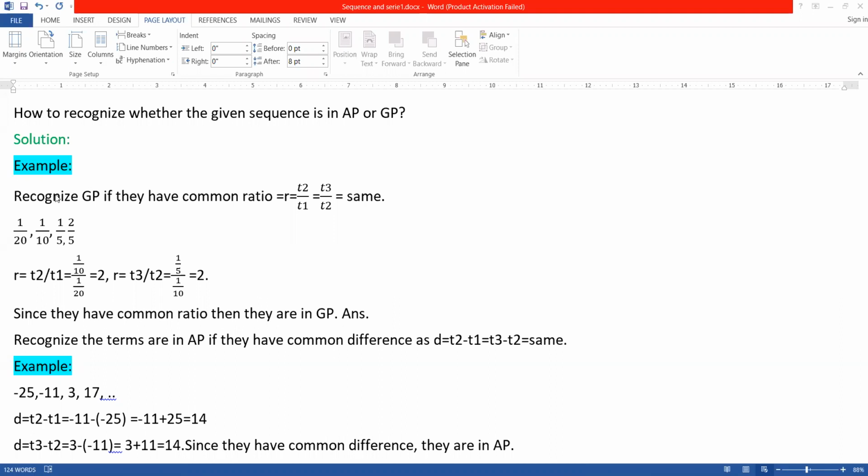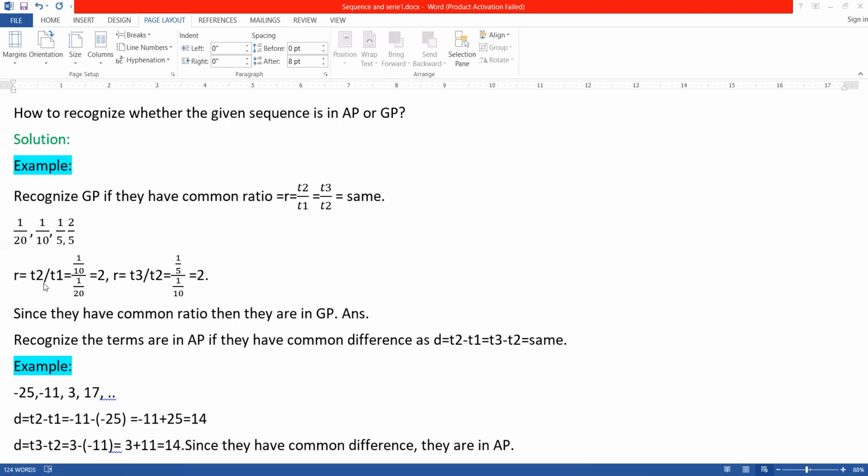Here is one question: recognize GP. This is an example. Recognize GP if they have a common ratio R equal to the second term by the first term, equal to the third term by the second term. If the ratio comes out as the same constant number, then you can recognize it as a geometric sequence and series, or GP, geometric progression. In the example, 1 by 20 is the first term, 1 by 10 is the second term because they are separated by commas, then 1 by 5, 2 by 5. The R means common ratio because the ratio remains the same. Since it shows a constant value, we say common.